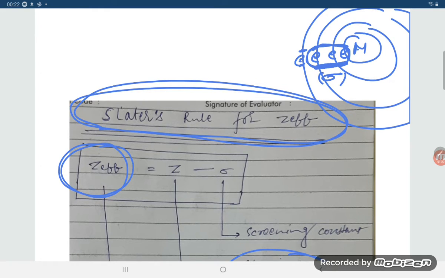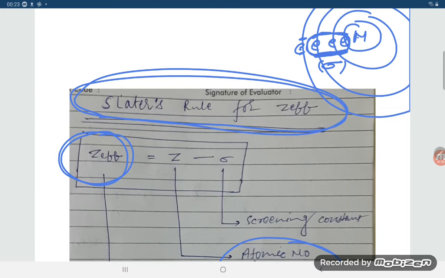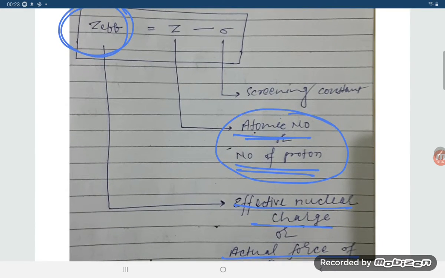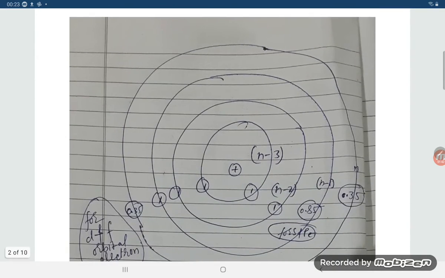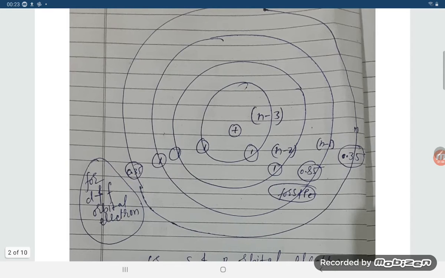So Z effective means the actual force of attraction experienced between the nucleus and the outermost electron. That is known as Z effective. And this sigma is the screening constant, also known as Slater's constant. Okay, you need to understand a little, it will take time to understand. Here, first of all, try to understand what Slater gives.